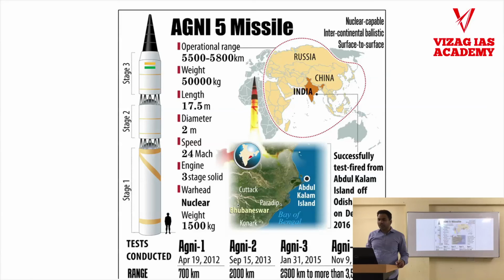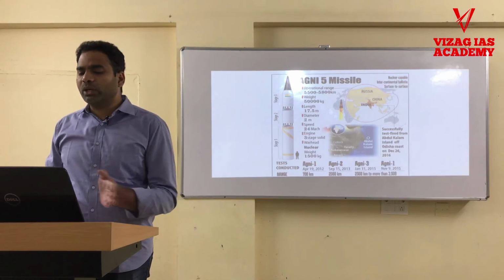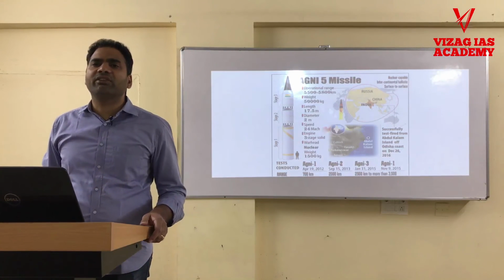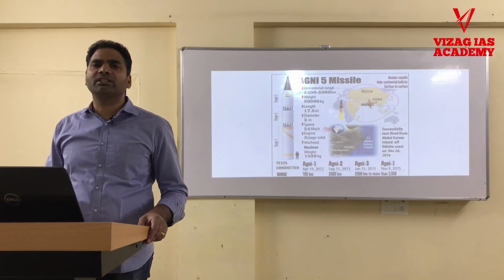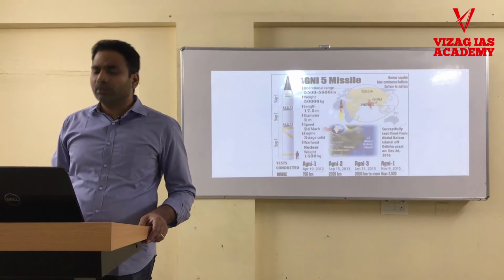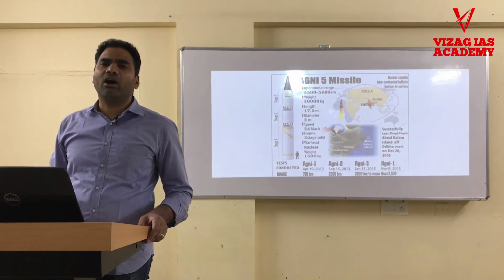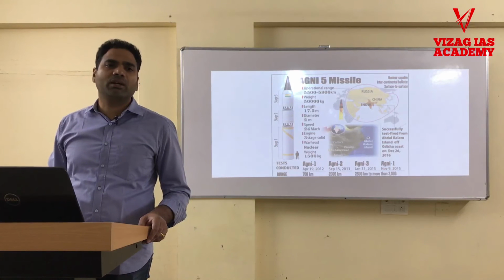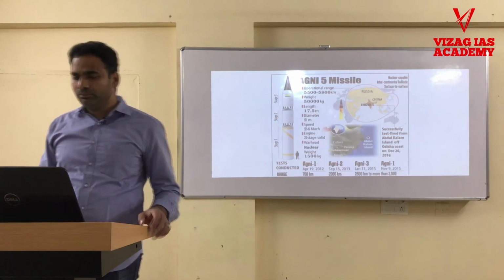Next, see Agni 5, the stats part of it, the data part of it. Agni has evolved, Agni 1, Agni 2, Agni 3, Agni 4, each one has a different range. Okay, Agni 5 can hit most of the territories in China and all. So it can be nuclear armed. All missiles are not nuclear capable, but this is nuclear. It can be nuclear tipped. Surface to surface.